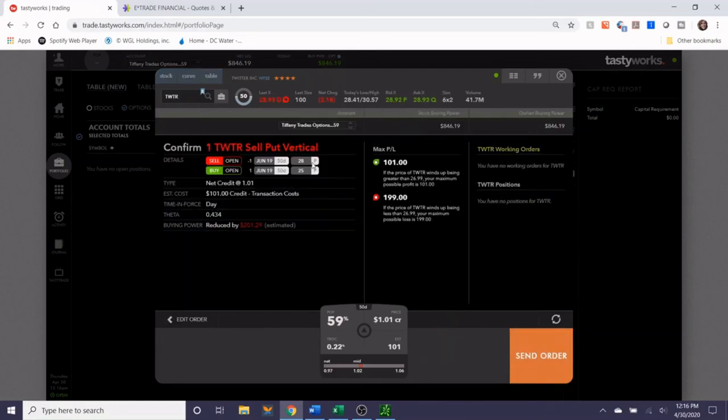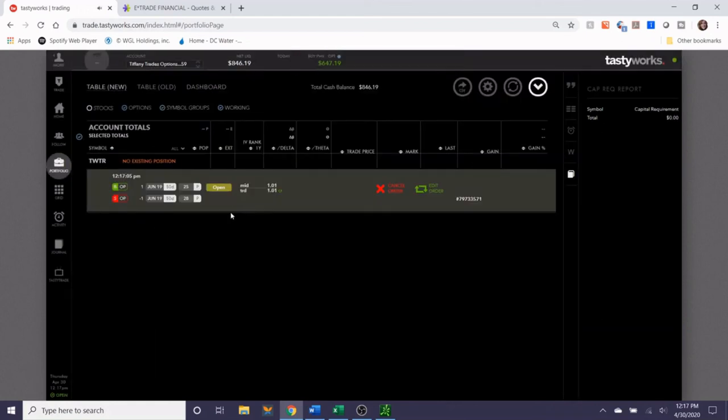Oh, okay. So just notice that this is $3 wide. You collect $101, and then you're only putting up $201.29 in buying power. This is a much better trade, in my opinion, and I'd rather do this instead of a $4 wide put credit spread. So again, this is the working order. I'm just going to go ahead and let this one work. I don't want to force this one to get filled. I will report back as soon as it does, though.